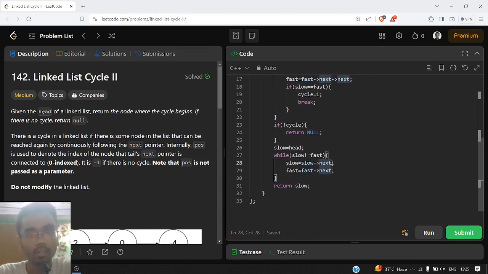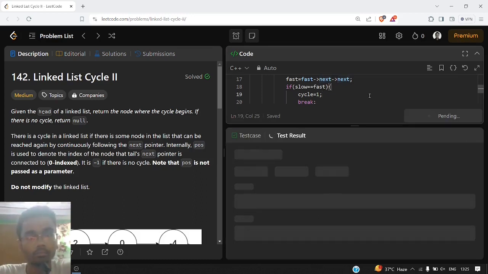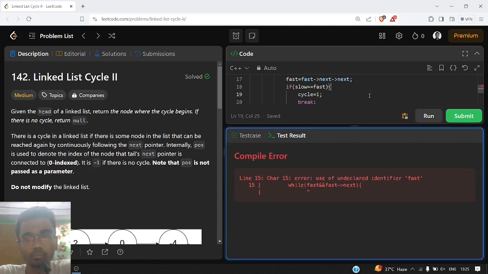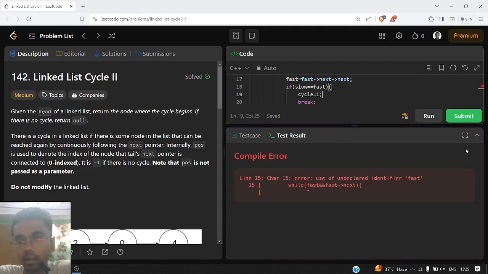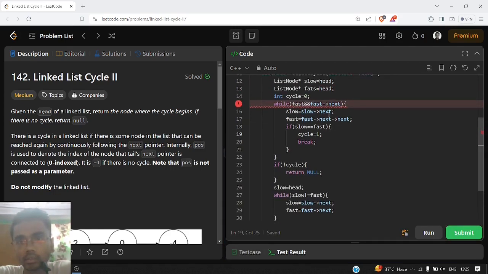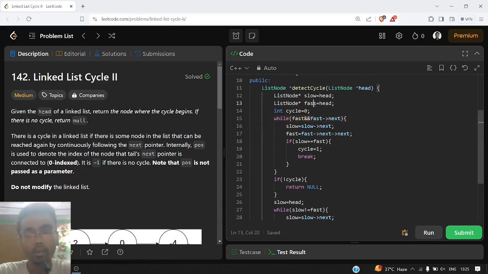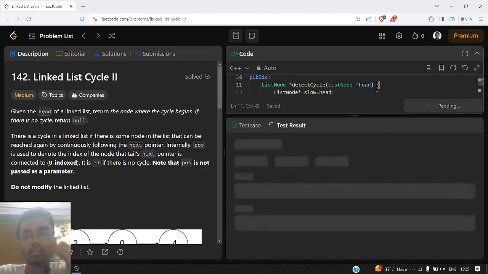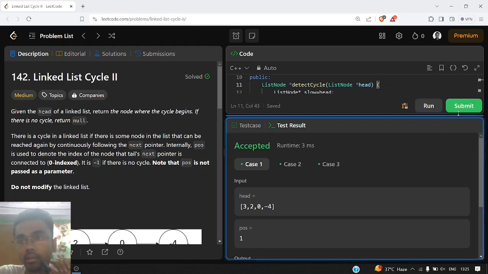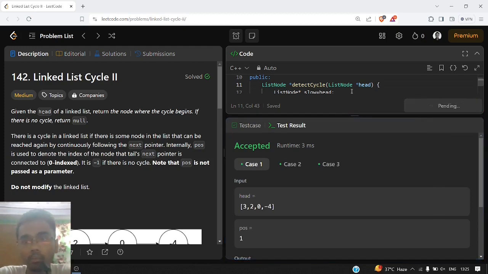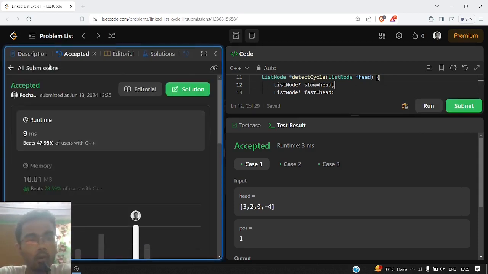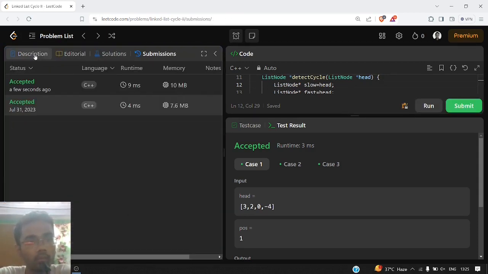So let us see if this works fine on sample test case or not. While identifier, we haven't declared, oh sorry, we need to write fast here. So let us see if this runs fine. So it runs fine on sample test case. Let us try to submit it. So yeah, our code got accepted. Hope you learned from this video. Thank you.